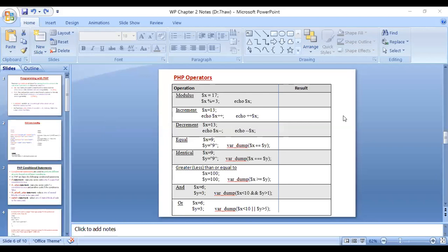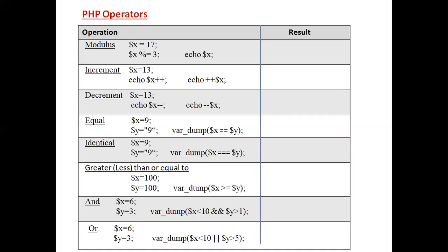Okay, as I said, these PHP operators are important in the midterm and final exam, so you have to know some of the operations here. Modulus, increment, decrement. Increment has 2 types. This is called post-increment because plus plus is at the back, and here plus plus is in front, which is pre-increment. Decrement also has 2 types: minus minus at the back is post-decrement, and minus minus in front is pre-decrement. We will see how the answer changes.